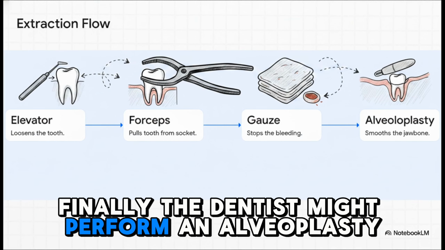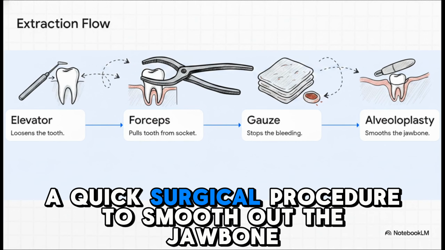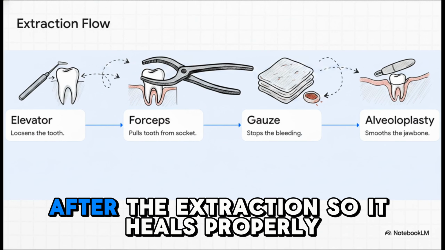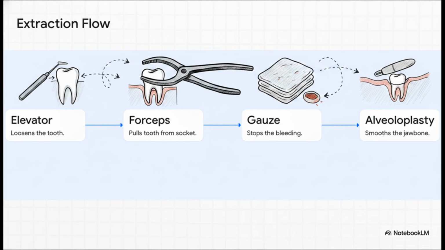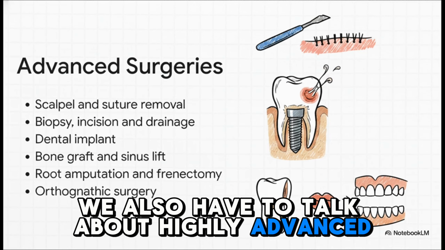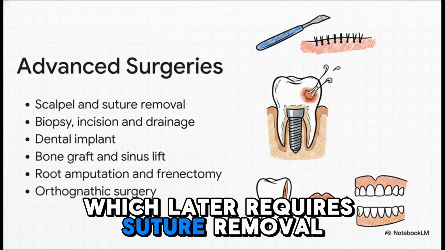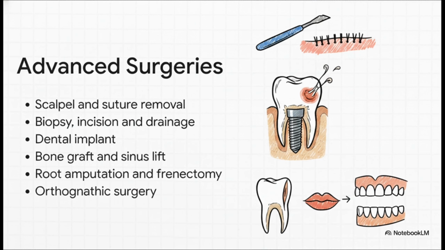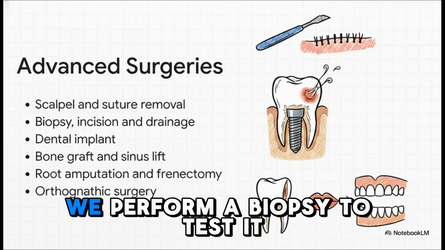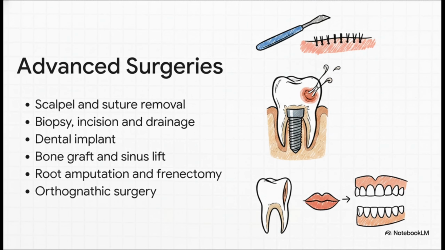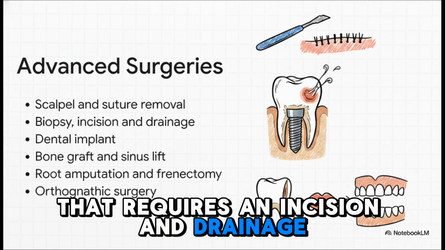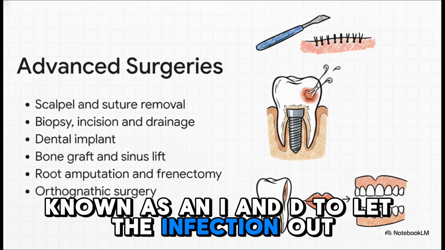Finally, the dentist might perform an alveoplasty, a quick surgical procedure to smooth out the jawbone after the extraction so it heals properly. We also have to talk about highly advanced surgical interventions. A scalpel is used for making precise surgical cuts, which later requires suture removal to take out the stitches. If we find any suspicious tissue, we perform a biopsy to test it. Have a severely painful abscess? That requires an incision and drainage, known as an I&D, to let the infection out.